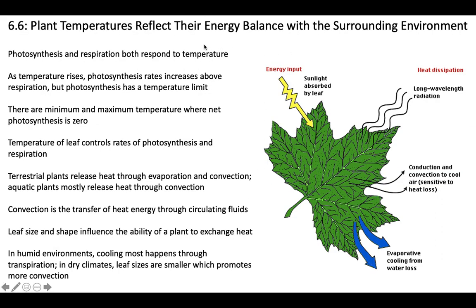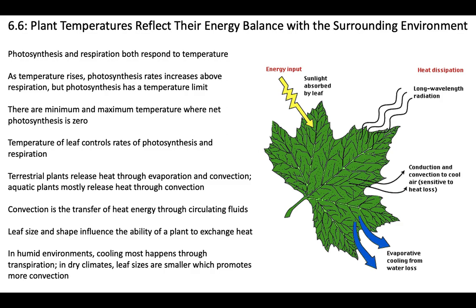Now, the temperature of the plant, which is going to be directly affected by the climate and by sunlight availability, is going to reflect its energy balance with the surrounding environment. Photosynthesis and respiration are enzymatic reactions, and so they're both going to respond to temperature. As temperature rises, photosynthesis rates are going to increase above respiration, but photosynthesis also has a temperature limit.